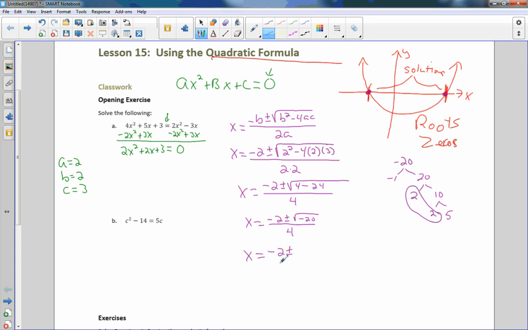Negative 2 plus or minus over 4 is not changing. I'm just simplifying my radical. 2 times 2 is 4. Square root of 4 is 2, so I'm going to bring the 2 outside. Negative 1 is i, so I'm going to call that i. The square root of negative 1 is i, and I'm left with this 5, so that stays under the radical.